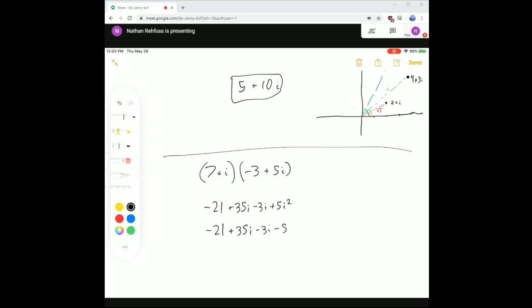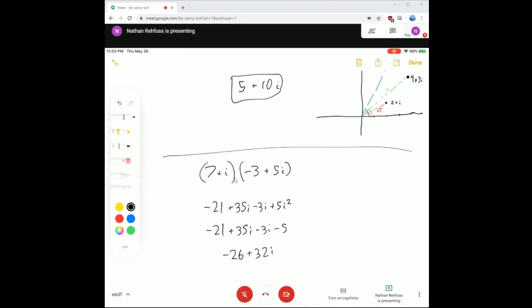And you can see how once you get used to these, you're going to start skipping steps. Our final answer, combined like terms, is -26 plus 32i. That's our final answer. See, standard form. And if you plot these three, you'll see that the angles add up again. That's always true. I love it so much.